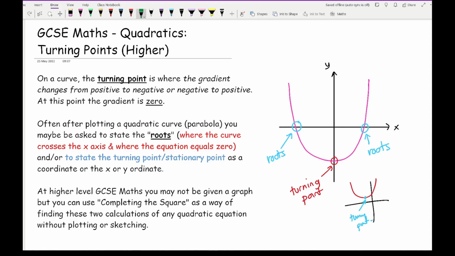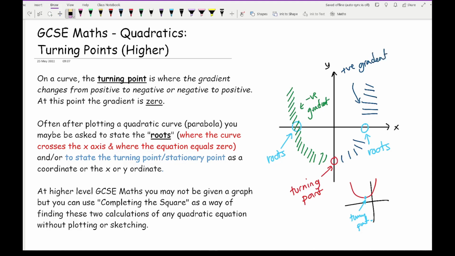Now, in terms of related to the gradient, well, here, if we look at this, the left-hand side of the turning point on this particular parabola, here we have a negative gradient. And if we look at the right side of the turning point, so let's just use a different color, let's go for darker blue, then this region here is where we have a positive gradient.